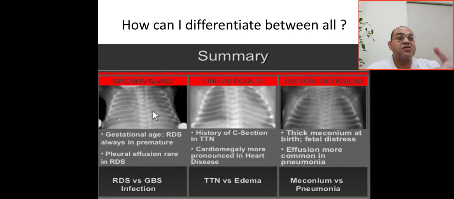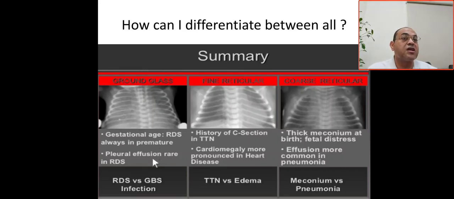So this is RDS or GBS infection. I will take the history. If this baby's gestational age is preterm, immediately this is RDS, always in the premature baby. If this baby is full term, the ground glass appearance is related to GBS infection. So we differentiate by history and also by association.